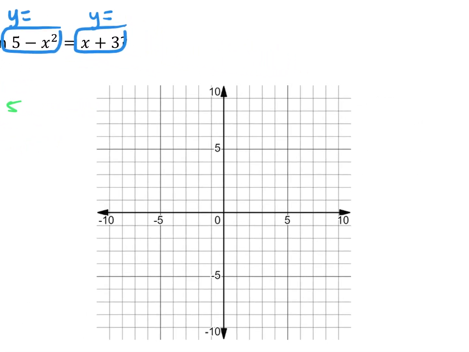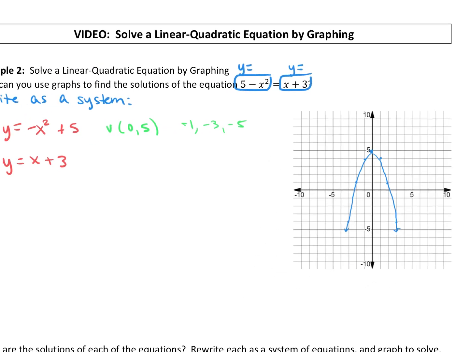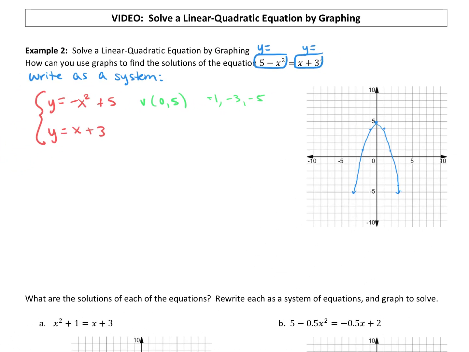We said our vertex was at 0, 5. We shifted up 5 units. Now we'll go down 1 to the right 1, down 3 to the right 1, down 5 to the right 1. And let's get the points that are reflected on the other side. And the neater you draw your graph, the easier it's going to be for us to tell where the two functions intersect. Okay, well, that's kind of neat. I maybe could have done a better job, but we will go with it.